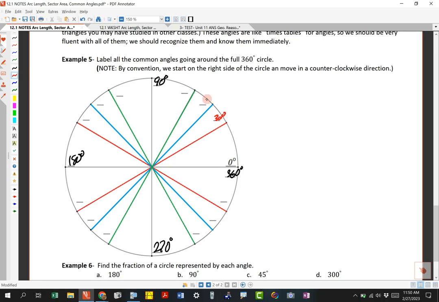Now, I can go through and label the other ones, but I want you to notice this. If this is 30 degrees above the x-axis, this would be 30 degrees above the x-axis over here. So we would just subtract 30 degrees. So this would be 150. And here you would add 30 degrees. So this is going to be 210. And over here, because we're going kind of backwards, we'd subtract 30 degrees. So this is going to be 330 degrees.